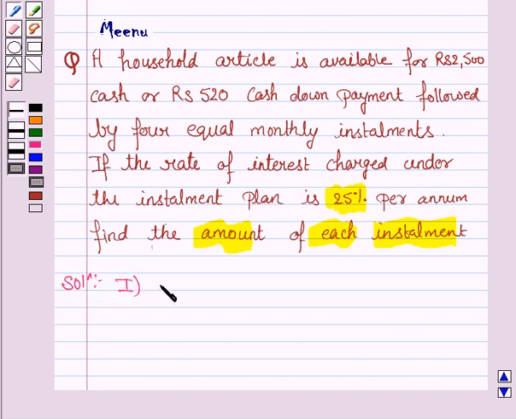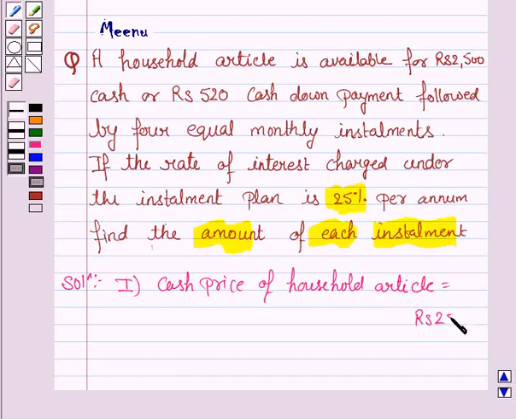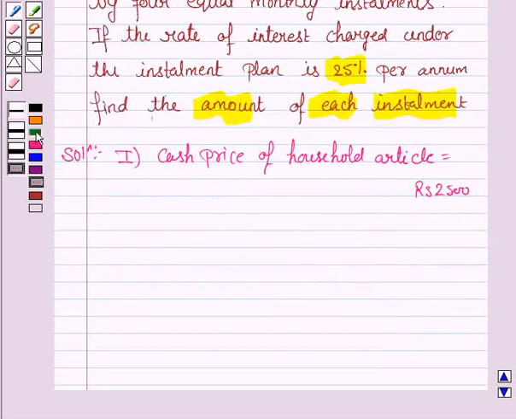First of all, we write the cash price or CP of the household article. And it is given to be ₹2500. And we are given that the cash down payment is ₹520.